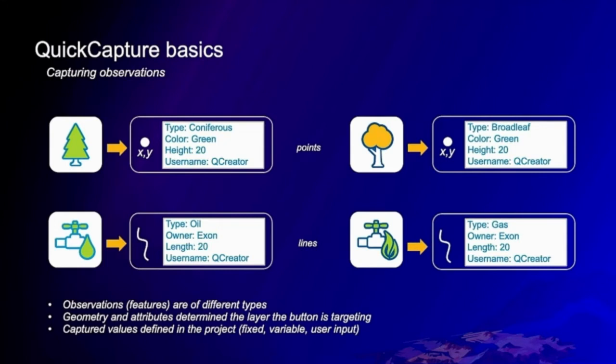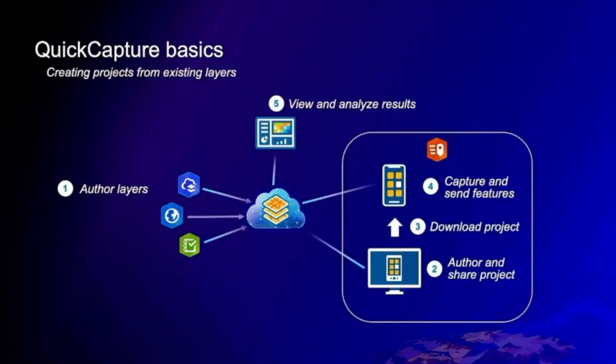They must configure what layer a button is pointing to and what values are written to the attributes of the captured record, and make sure that these buttons are clear and well organized within the project. How do you create QuickCapture projects and configure buttons?